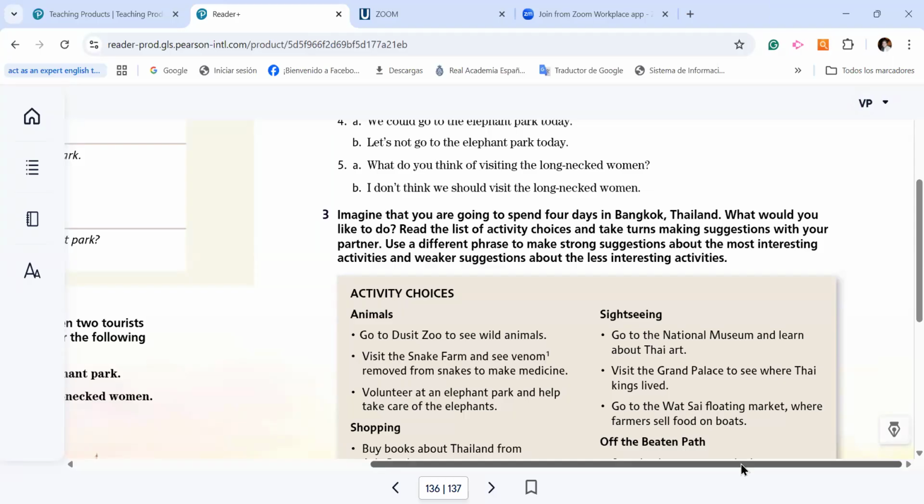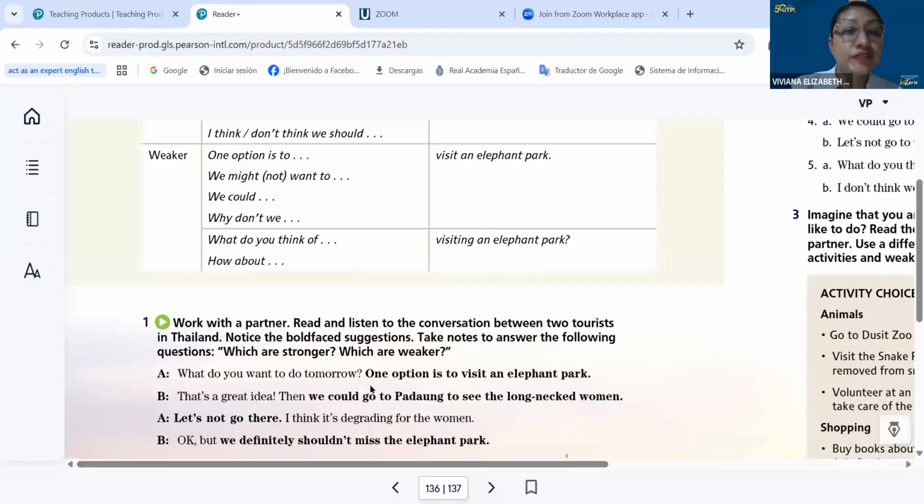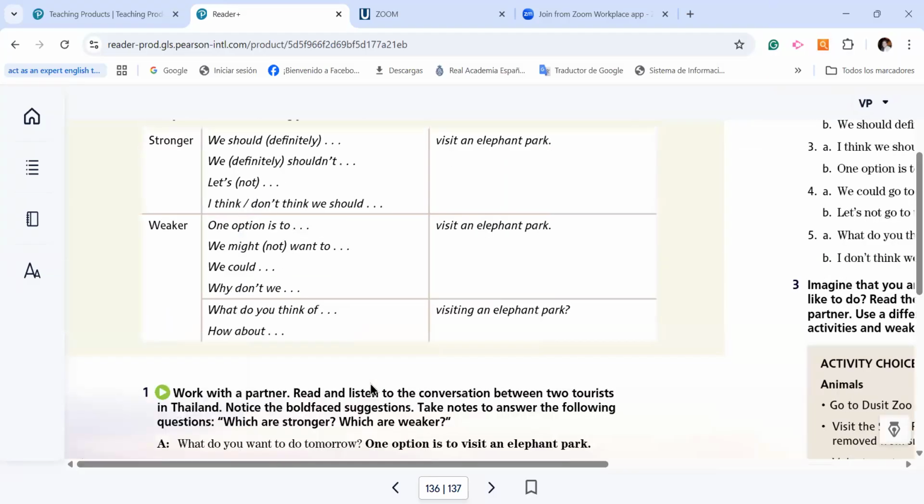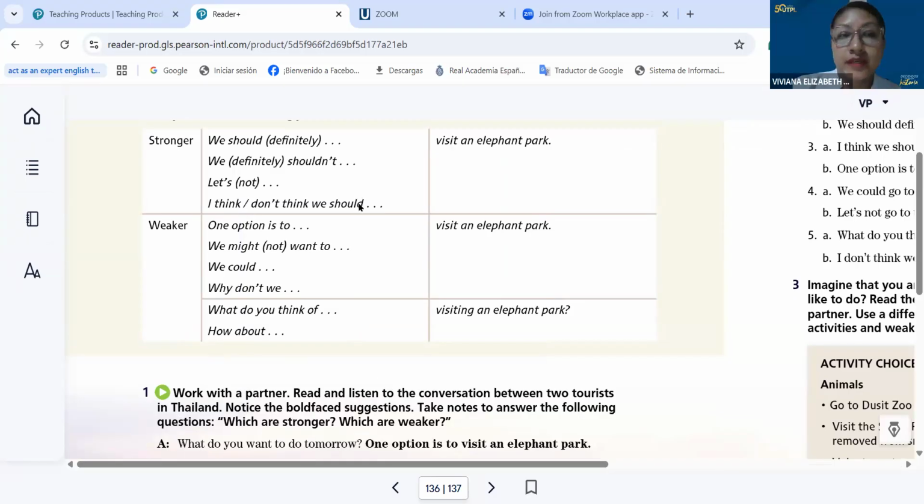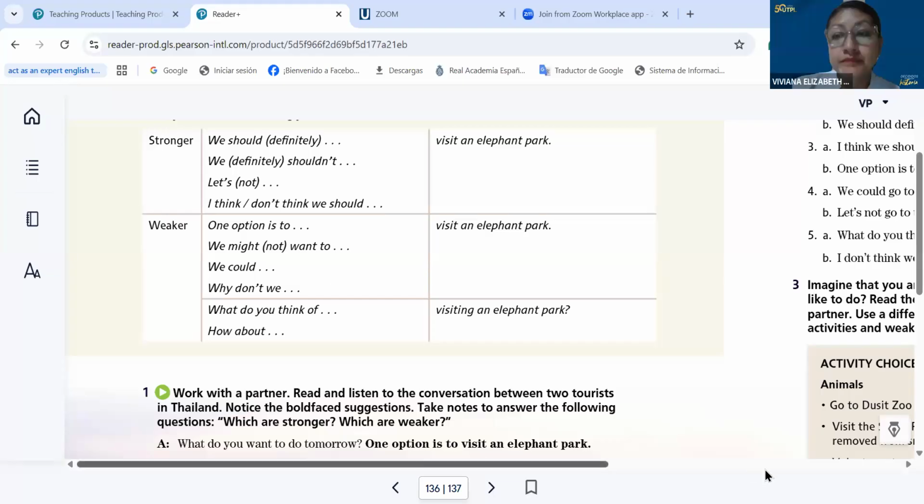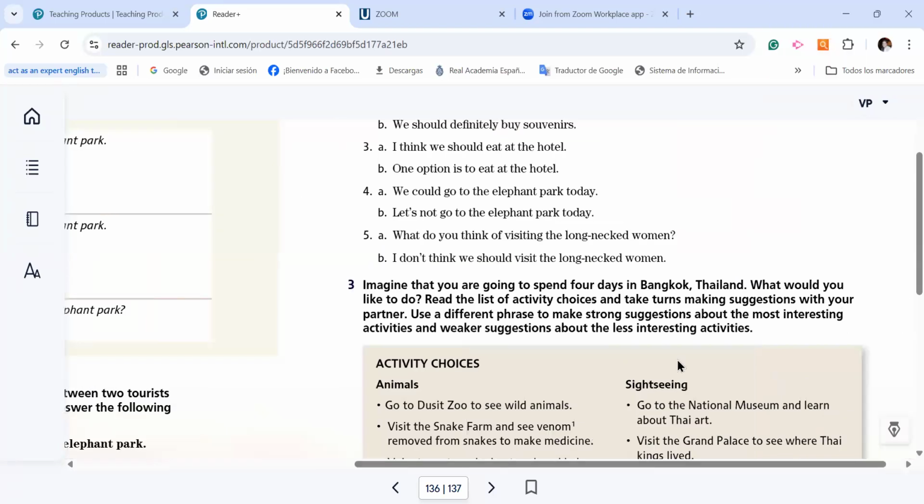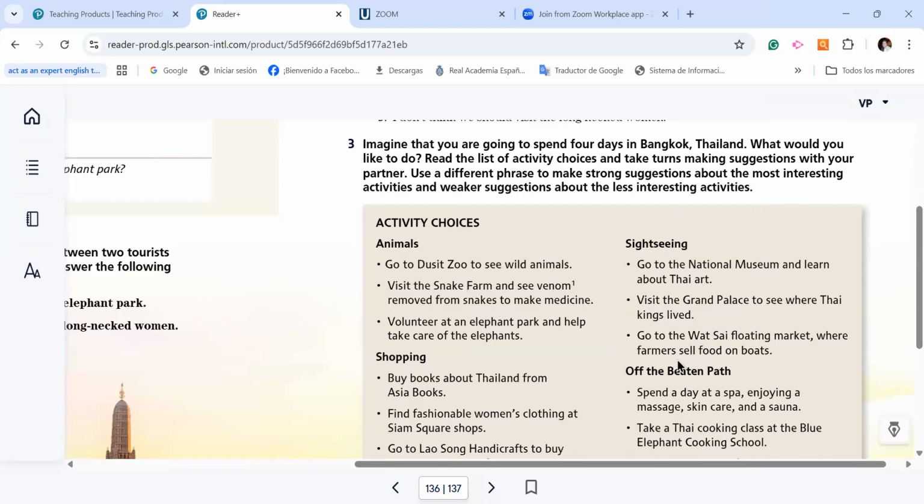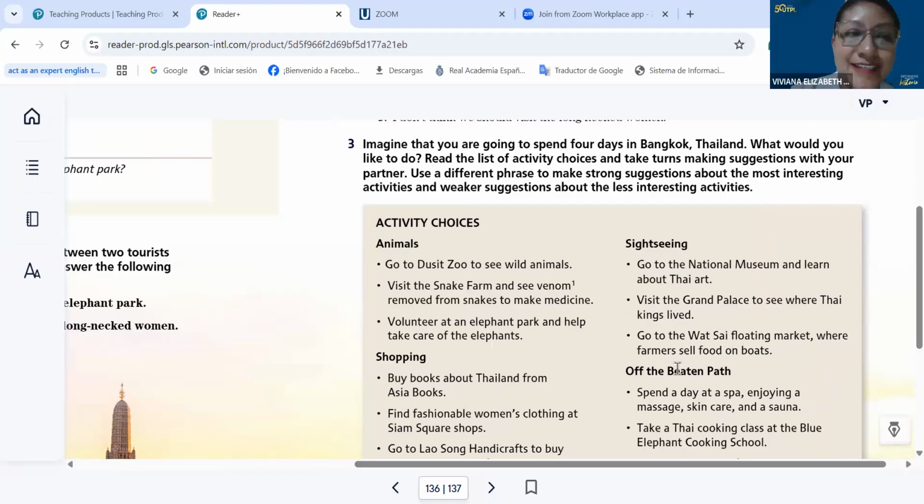We should visit. Another one, a different one. Not only should. But you need to use should again. Try to use a weaker one. One option is to visit the Grand Palace to see where the king lived. Okay. Thank you. That is why I asked you, Emily.